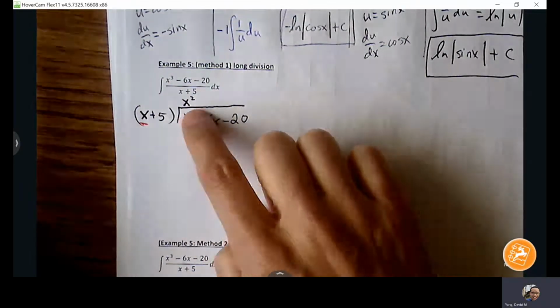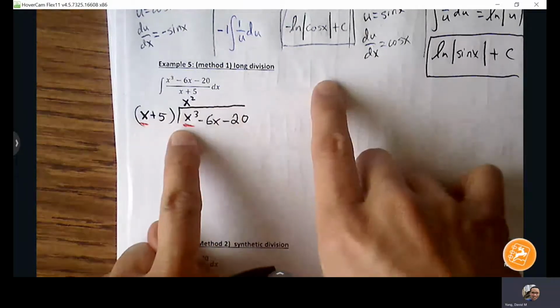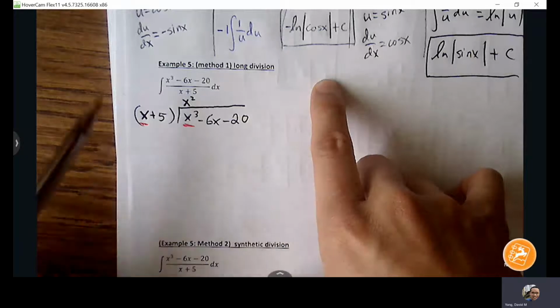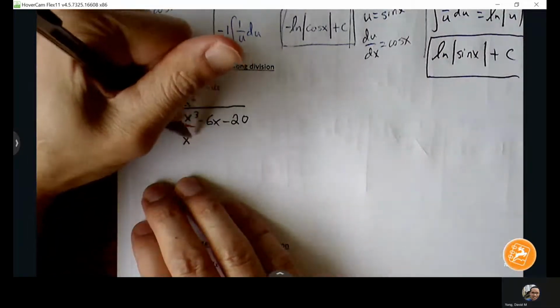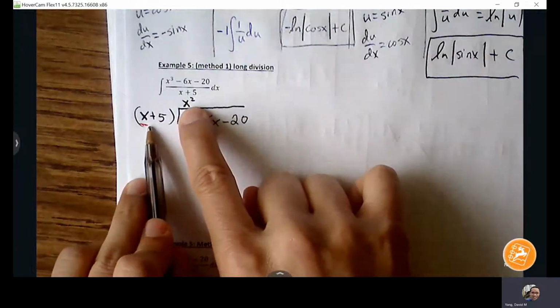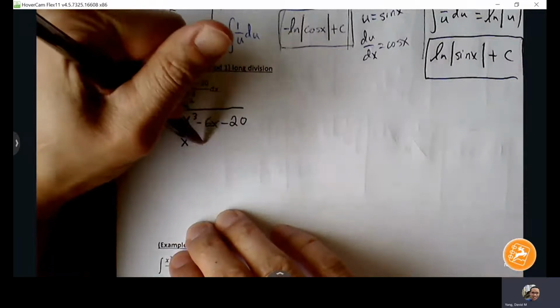Okay, what we're going to do is take that x squared and distribute it through the x plus 5. And you'll put it below this line here. So x squared times x gives us x cubed. Distribute the x squared through. What's next? Plus 5x squared.